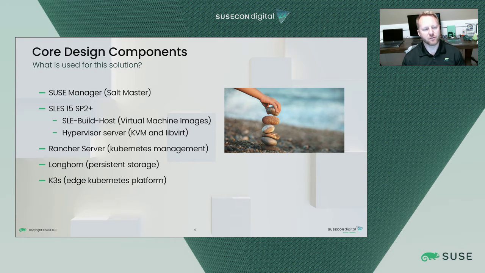And then we have K3S, which is the Kubernetes layer. K3S is that lightweight Kubernetes distribution. It's a single binary that allows you to deploy Kubernetes really quickly. Now, it's also good for development environments as well. So there are some other sessions at SUSECON 22 that do talk about K3S and some of these other technologies that I've talked about here that are part of this core design components.